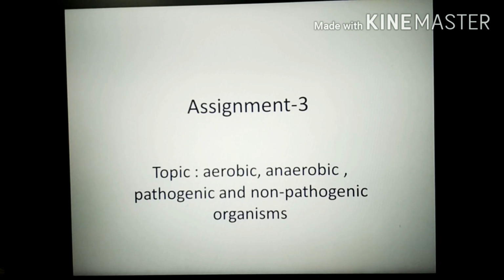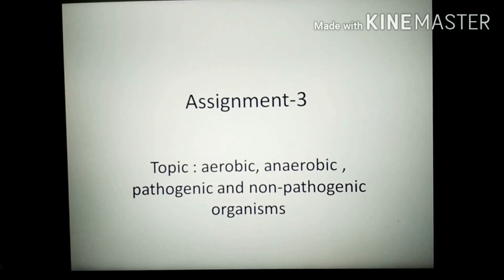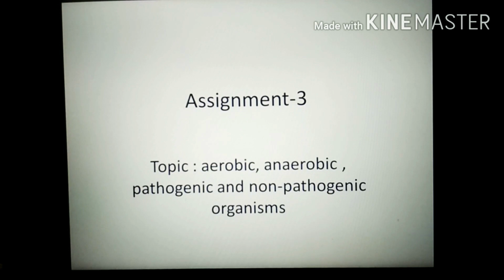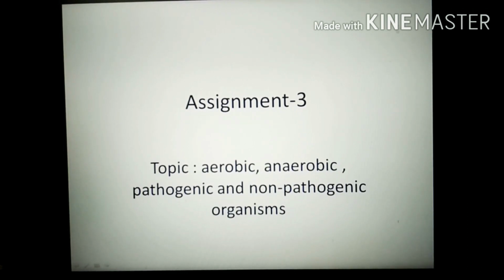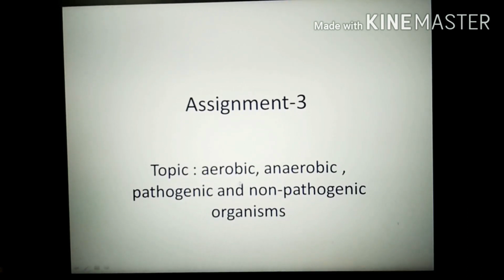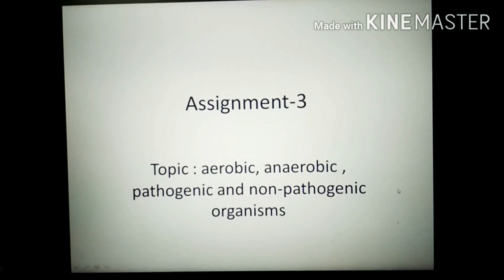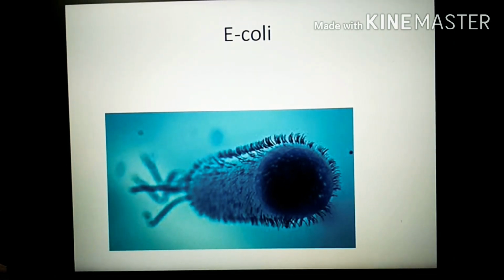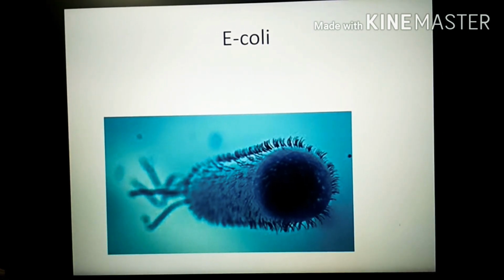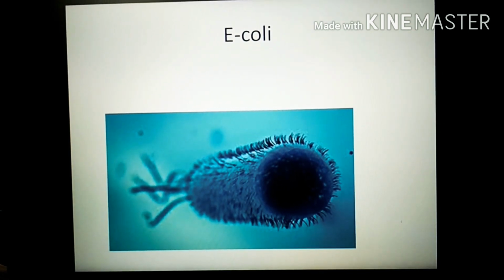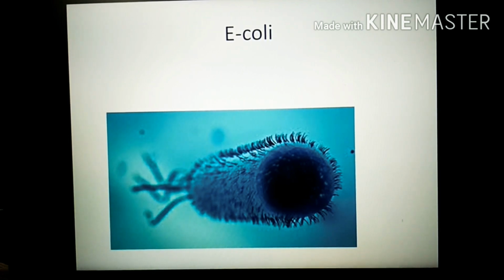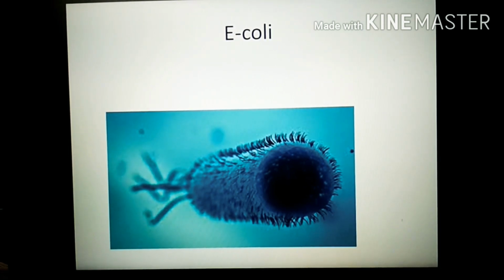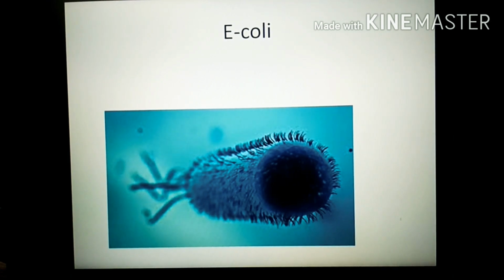So guys, we have gone through the definitions. Now let us consider some colorful images so that we can understand easily. This is the assignment, and the topics covered here are aerobic, anaerobic, pathogenic and non-pathogenic organisms. The first example for aerobic bacteria is Escherichia coli, most commonly called E. coli. These are harmless aerobic microorganisms which reside in the intestines of all warm-blooded animals, including human beings, and are thus excreted with the feces.